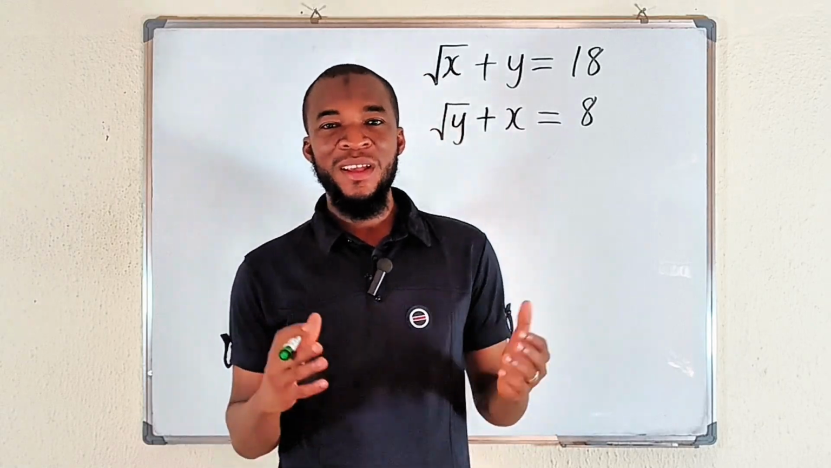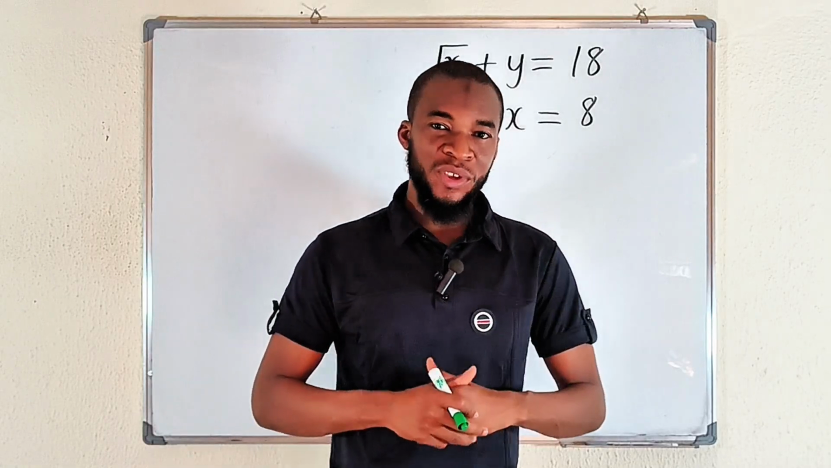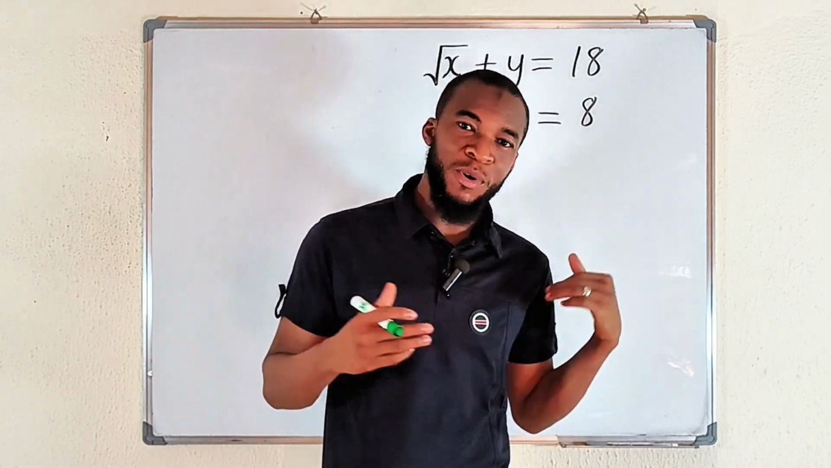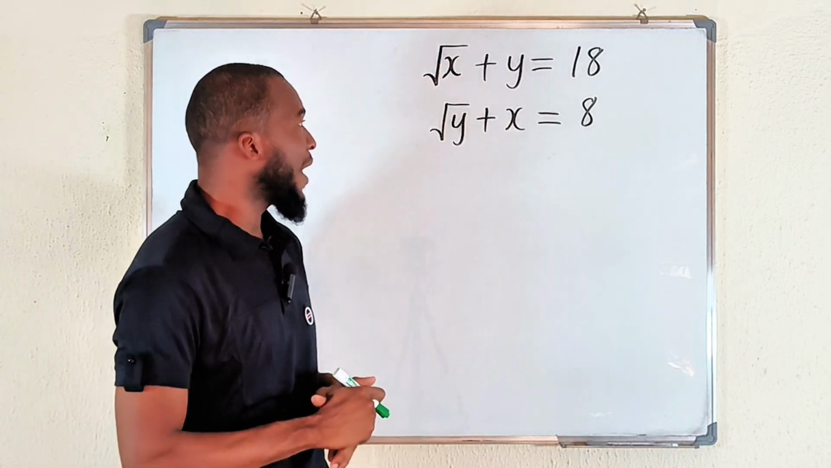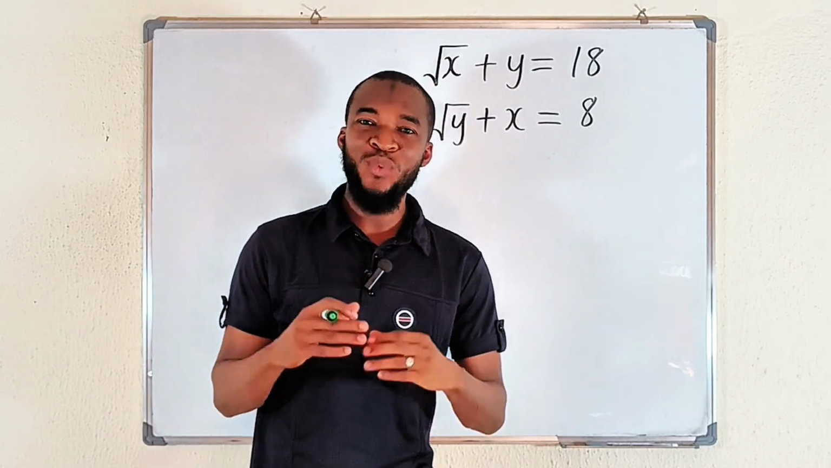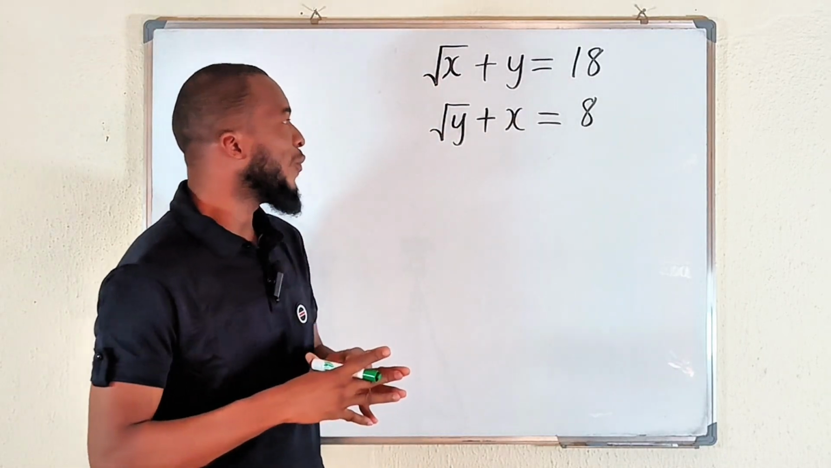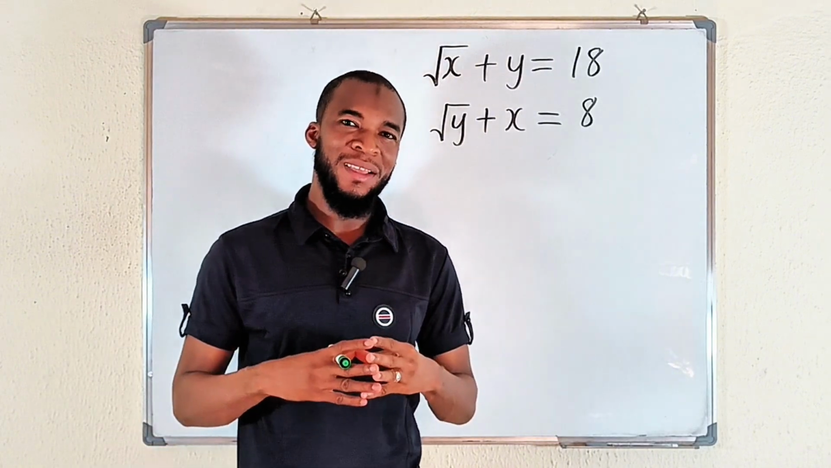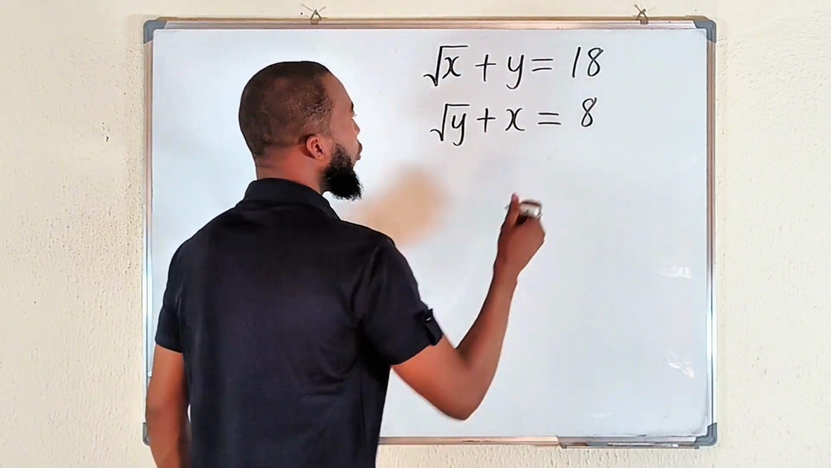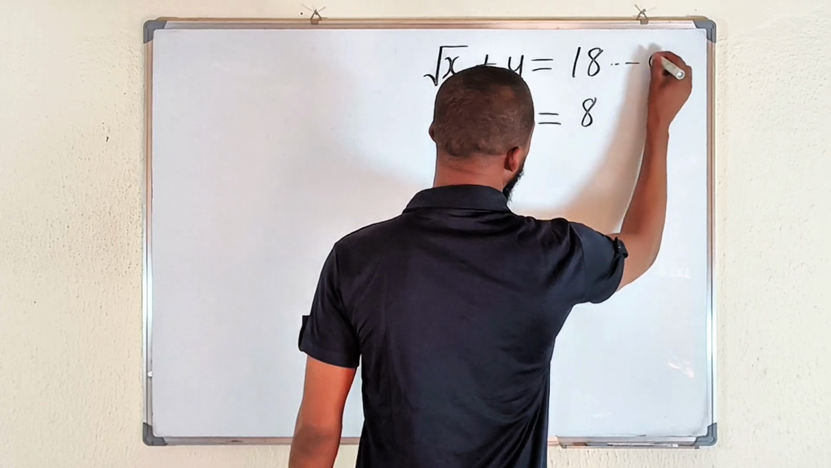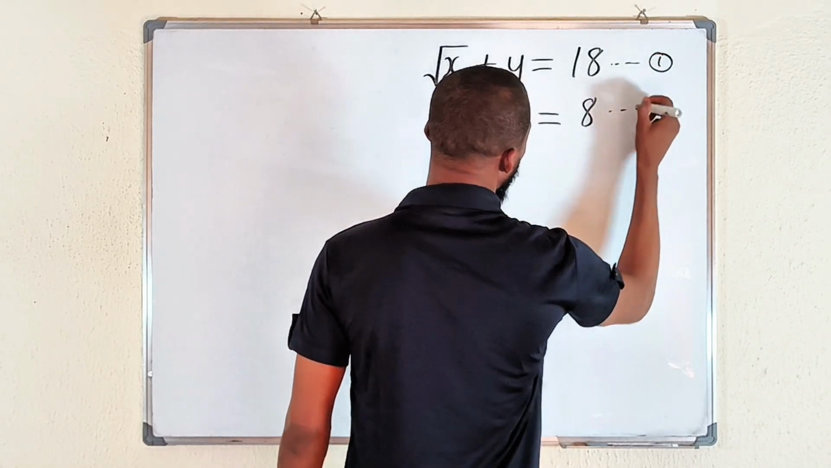Hello everyone. In this tutorial, we are going to provide a solution to this interesting system of equations: square root of x plus y equals 18, and square root of y plus x equals 8. Let's get started. We can call this equation number 1 and this equation number 2.